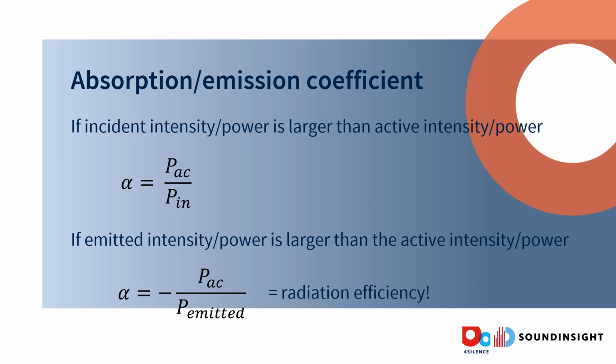And we have actually combined these two absorption and emission coefficients, saying that if the incident intensity or power is larger than the emitted intensity, then we define the absorption coefficient just as the active power divided by the incident power. But if the emitted intensity or power is larger than the incident intensity, then you have negative intensity, there's active intensity coming into the cabin, then we have defined this alpha to be negative. So then it's minus the active intensity divided by the emitted intensity. So this is actually the same as a radiation efficiency.